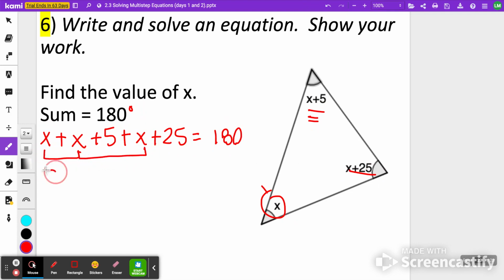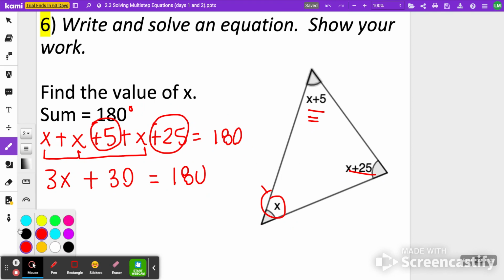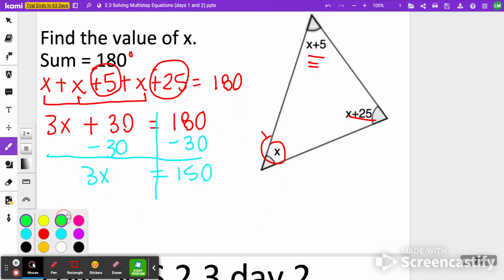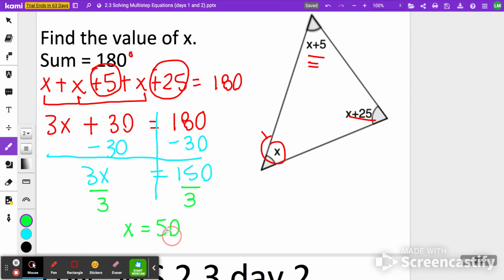Here is a perfect example of combining like terms. I have 3 x's, so that combines to 3x plus, then I have this positive 5 and a positive 25. That combines together and gives me 30, is equal to 180 degrees. Now that I have this equation written, it's a little bit easier to solve for x. Let's go ahead and subtract 30 from both sides. So I get 3x is equal to 150. And then my final step, as always, dividing 150 divided by 3, I get 50. So x is equal to 50.